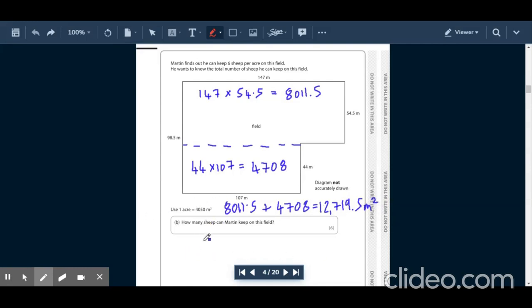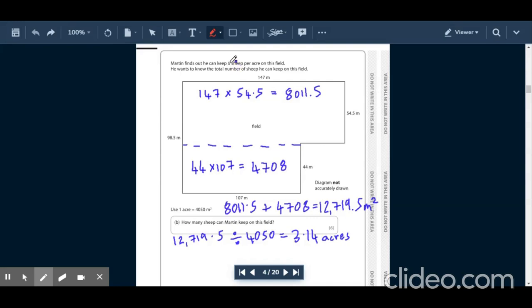I want to find out what it is in acres. So I'm going to do 12,719.5 divided by 4,050, which is going to give me 3.14. Then it's going to give me a list of other numbers. So for now, I'm just going to leave it rounded to 2 decimal places, so 3.14. So that is the number of acres.